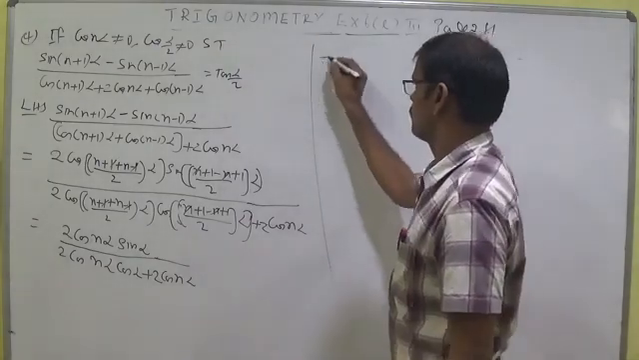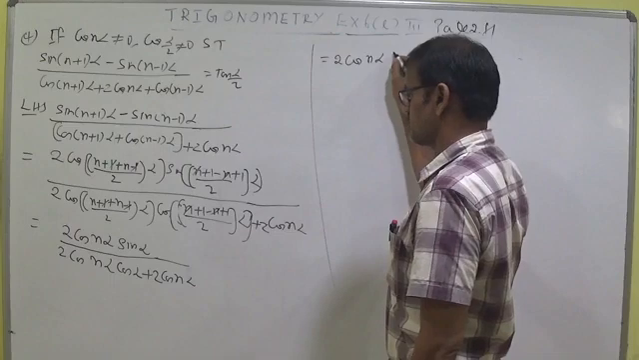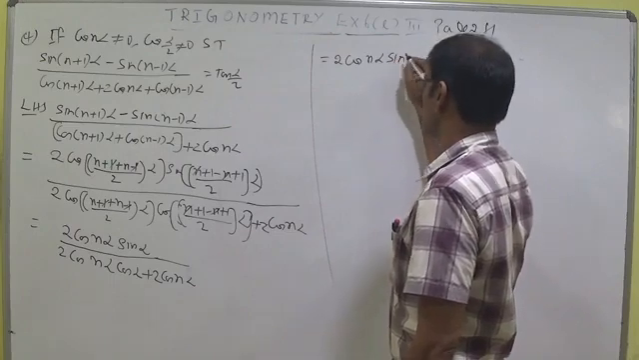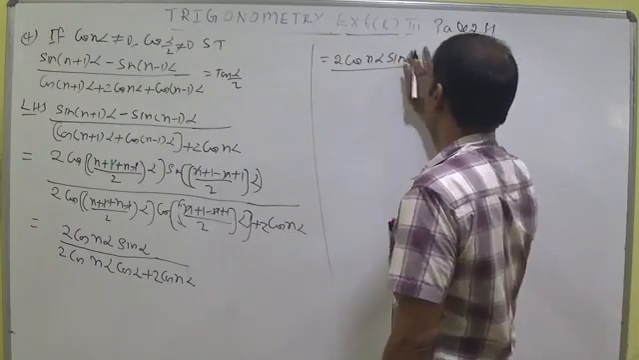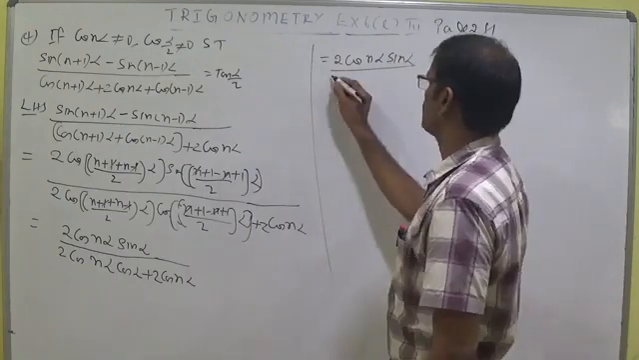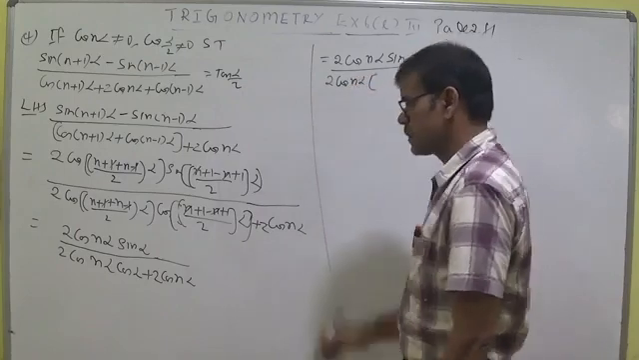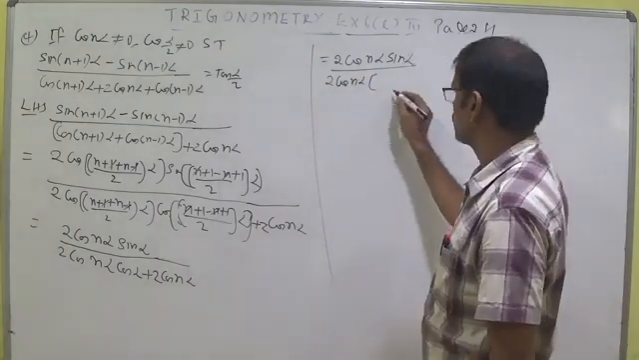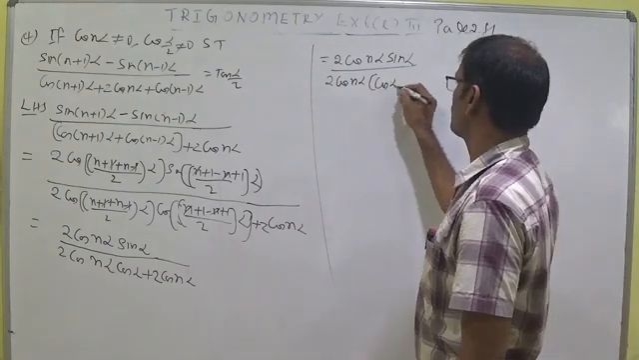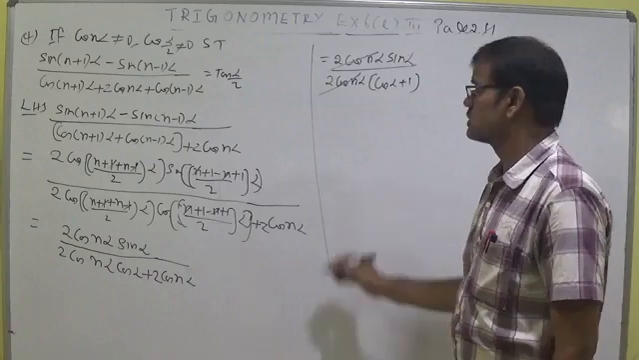Plus 2 cos n alpha. That is equal to, in the numerator I am writing 2 cos n alpha into sin alpha, whole by, this is alpha, whole by, in the denominator you take common 2 cos n alpha. So you are getting cos alpha plus 1. Here the 2 cos n alpha term got cancelled.